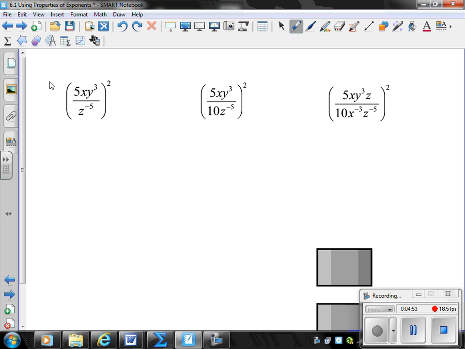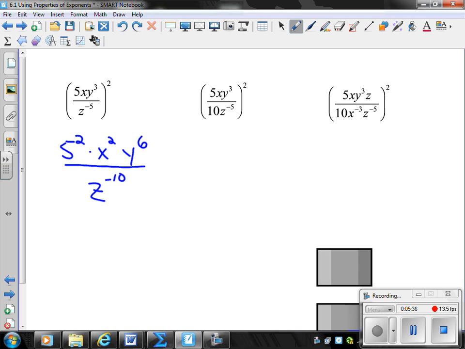I'm dealing with the coefficient first, the 5, then I'm going to deal with my x's, then my y's, and then my z's. And this first one's pretty simple. I only have one term of each. So I'm going to distribute this 2 to all the factors on the inside. So this is going to be 5 squared times x squared times y cubed squared, which is y to the 6th. So I'm going to multiply those exponents. And in the denominator, I'm going to have z to the -5 times 2, or -10.